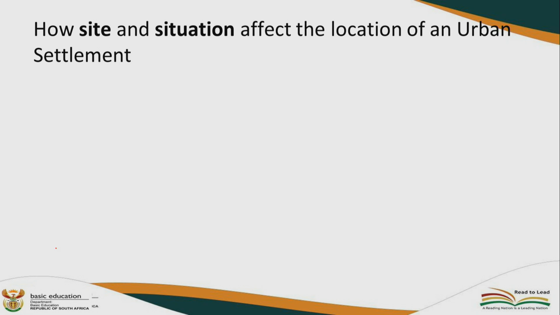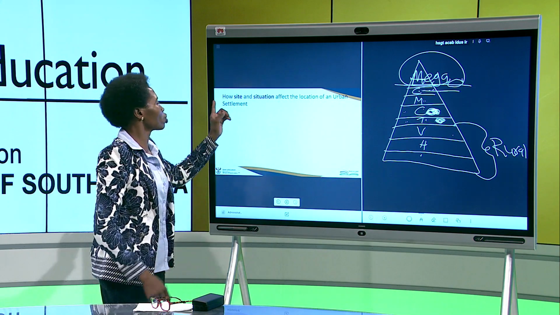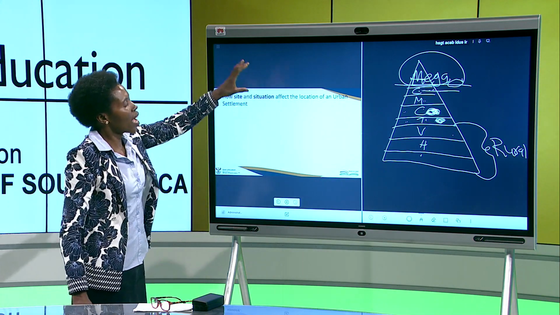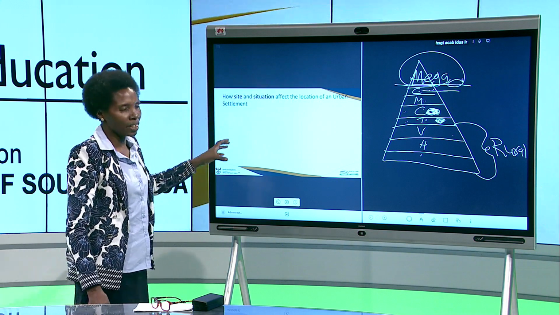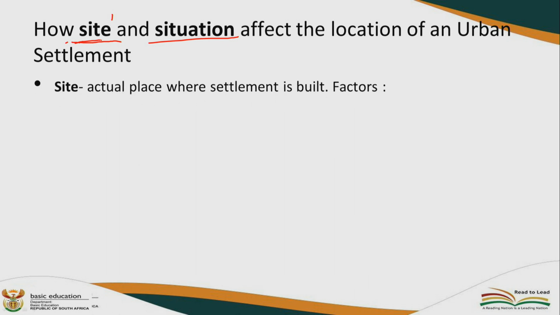Okay, the next thing that we need to do, we were explaining the concepts that we find in urban areas. Now we are going to start with how site and situation affect the location of an urban settlement. You did site and situation for rural settlement. Let us look at the things that they look at if they want to build an urban settlement in terms of site. But first, we need to understand, what is a site? A site is a place on the land where a settlement is built. Okay, so what are the things that people who want to build an urban settlement will look at?